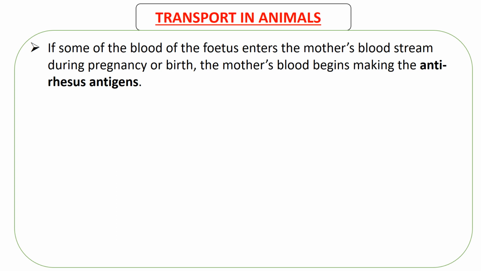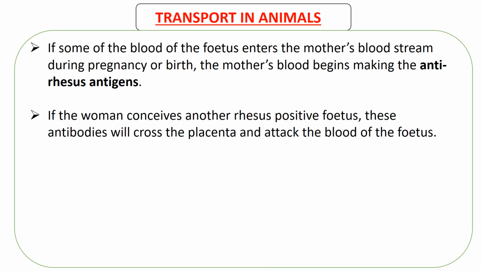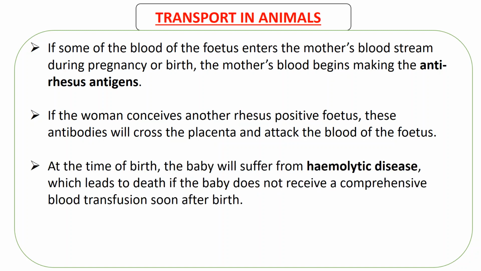Let me take you step by step. If the woman conceives another rhesus positive fetus, these antibodies will cross the placenta and attack the blood of the fetus. Placenta, we're going to discuss when we start reproduction. At the time of birth, the baby will suffer from hemolytic disease, which leads to death if the baby does not receive a comprehensive blood transfusion soon after birth.